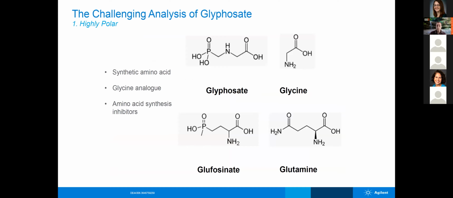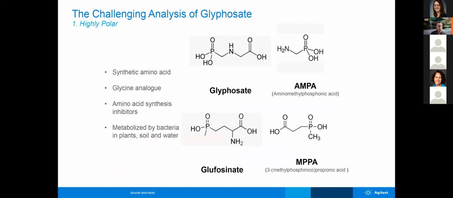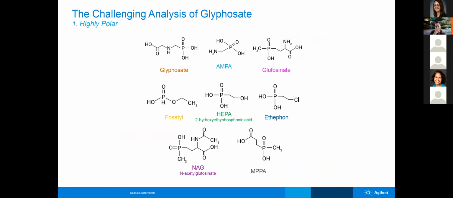There are also a couple other polar pesticides that are of interest to most agricultural chemists. These are amino acid synthesis inhibitors too, so glyphosate, glufosinate. These are metabolized by bacteria in plants, soil, and water into AMPA and MPPA, respectively. So here's a whole image of the structures and names of different polar pesticides that are of use and of interest to chemists these days.